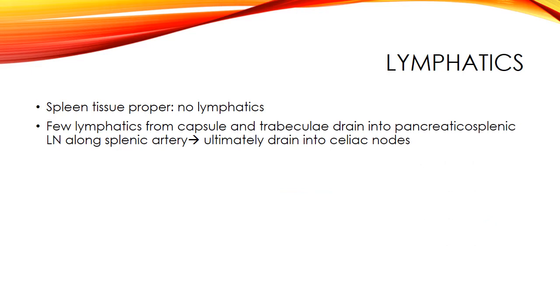The proper spleen tissue, as we said, is itself a lymphoid organ, but the splenic tissue itself, the red pulp, doesn't have any lymphatics. But the capsule of the spleen and the trabeculae of the spleen have connective tissue, and the lymphatics from this connective tissue drain into the pancreatic or splenic lymph nodes, which are present alongside the splenic artery in the lienorenal ligament, and ultimately all of these lymph nodes drain into the celiac lymph nodes.